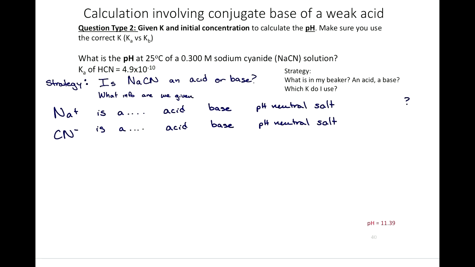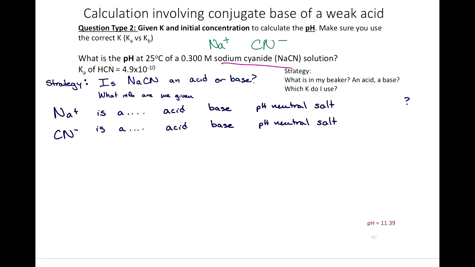Because hopefully now we don't have to do an ice table. All right, let's calculate the pH of sodium cyanide. It's a salt, so split it up into the ions and ask yourself, what are those ions? Sodium cyanide is composed of Na+ and CN-.